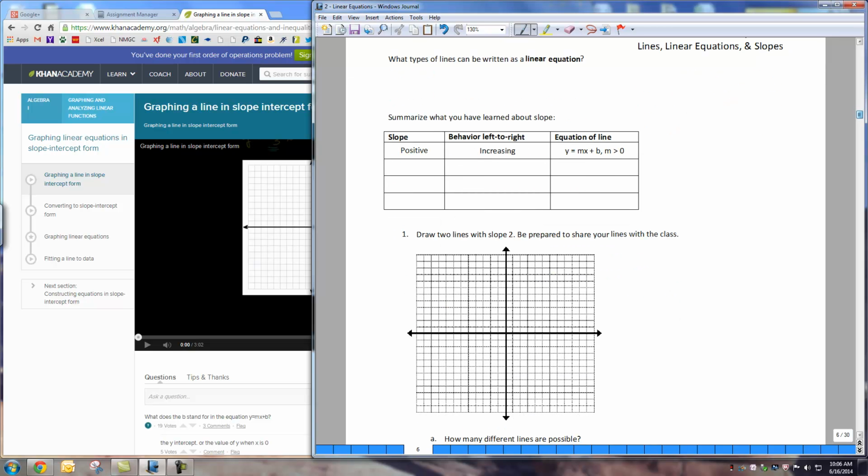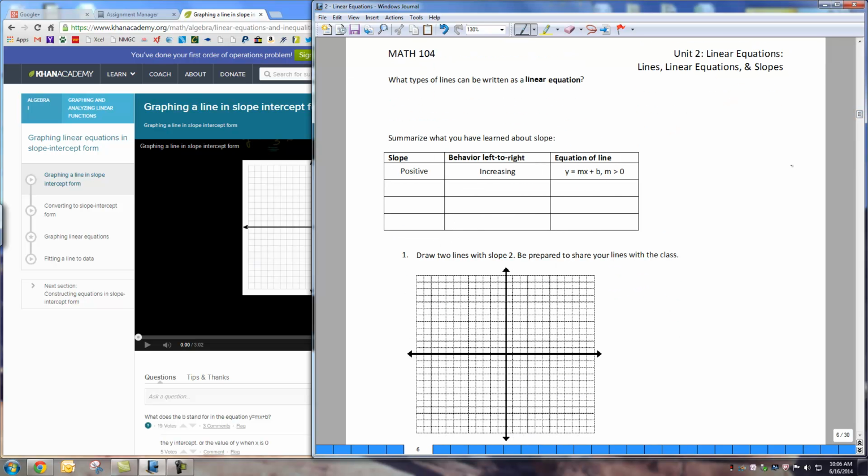Okay. So what types of lines can be written as a linear equation? So let's summarize this by this box. So first we have a positive slope, which was our example 1. Slope's positive, the behavior from left to right increases. And the equation of our line is y equals mx plus b, and our slope, our m, has to be greater than 0. The y-intercept doesn't have to be greater than 0, but the slope does.